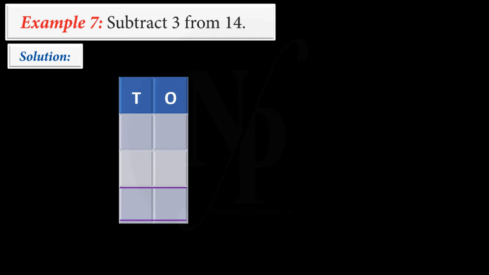Solution. Now let us write down the given numbers appropriately in this place values table. Such a table is called a place values table. Here O represents ones place and T represents tens place. Here in the number 14 we have 2 digits, so I am using both ones and tens places. Let us write down the numbers for subtraction appropriately here and then we will subtract 3 from 14.